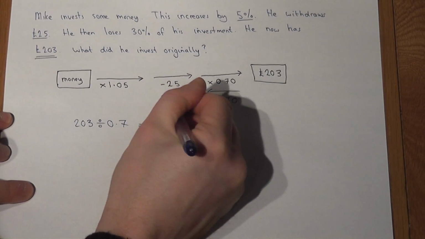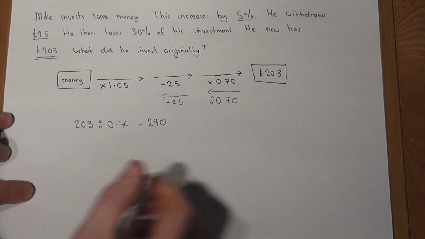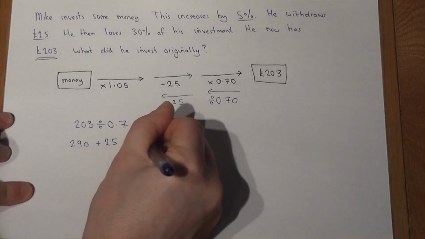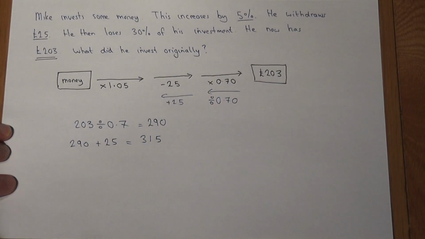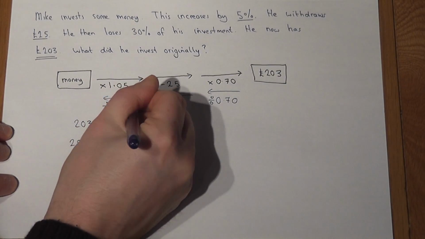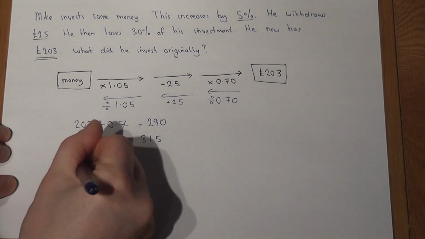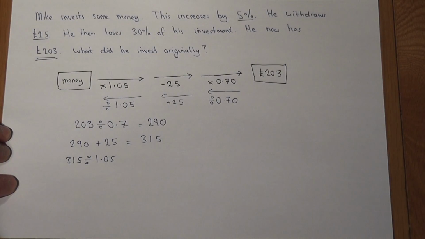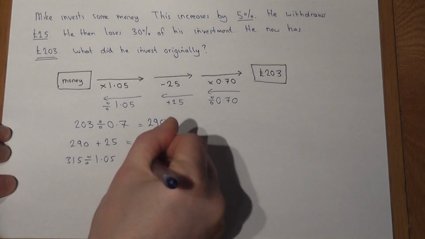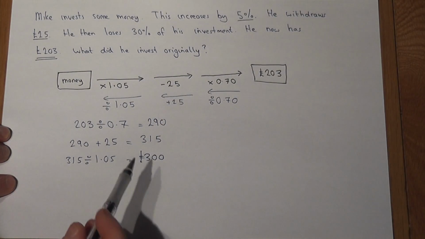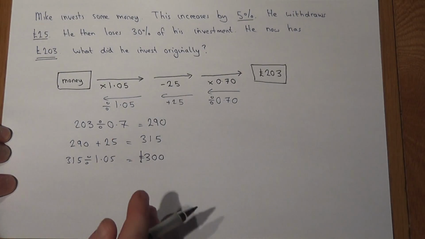We then have to add 25. So 290 plus 25 is 315. And finally, we have to divide by 1.05. So 315 divided by 1.05 works out to be £300. So Mike invested £300 originally.